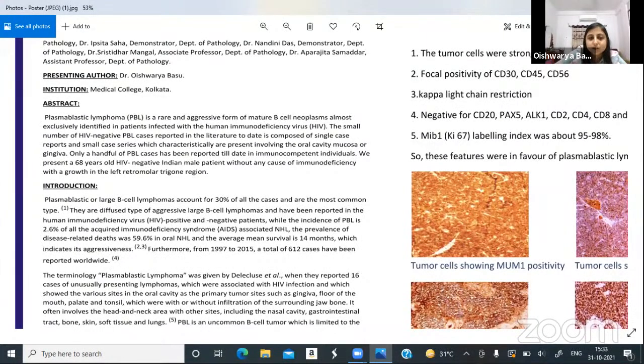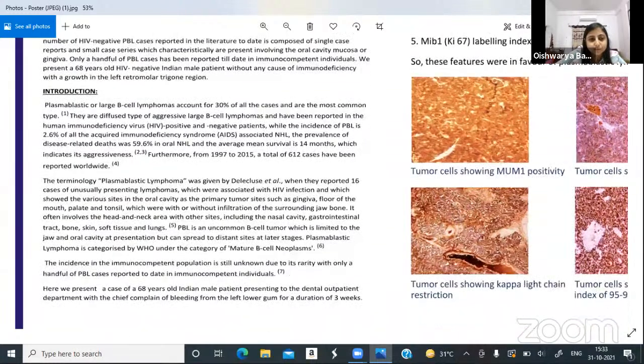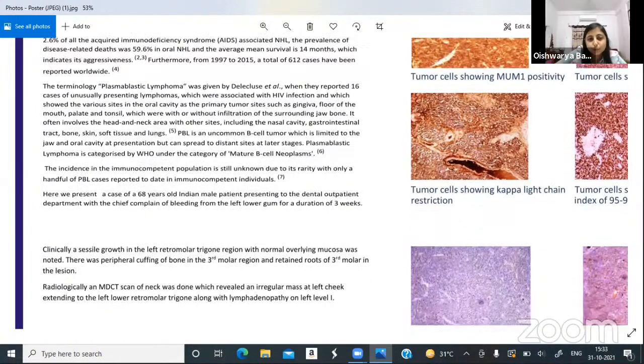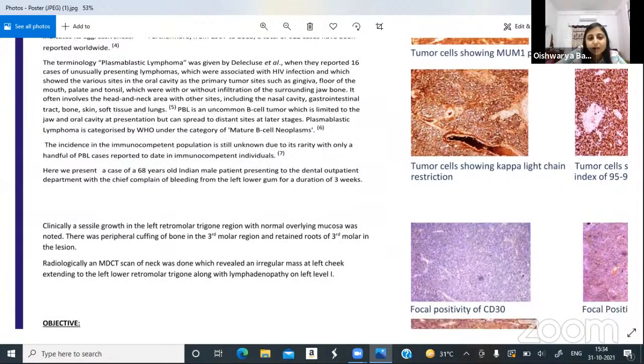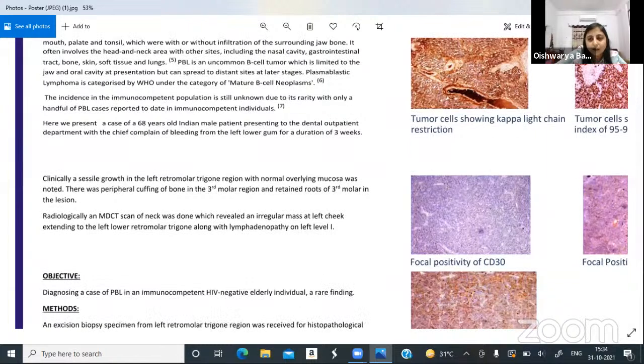They mostly present in the oral cavity mucosa or gingiva. Only a handful of PBL cases to date have been reported in immunocompetent individuals. Here we present a case where a 68-year-old elderly individual presented at the dental outpatient department with the chief complaint of bleeding from the left lower gum for a duration of 3 weeks. Clinically, a sessile growth was noted in the left retromolar trigone with normal overlying mucosa and peripheral cuffing of bone in the third molar region. Radiologically, an MDCT scan of the neck revealed an irregular mass at the left cheek extending down to the left lower retromolar trigone.